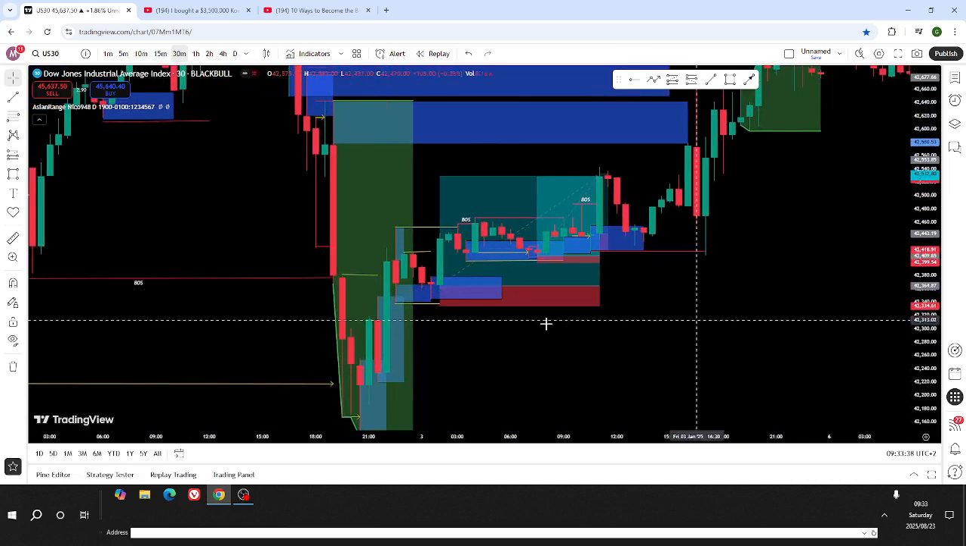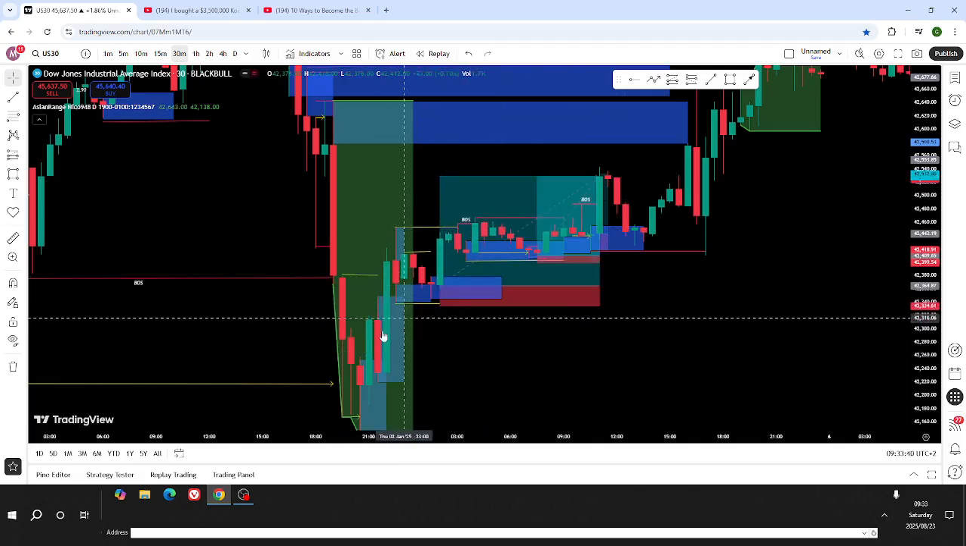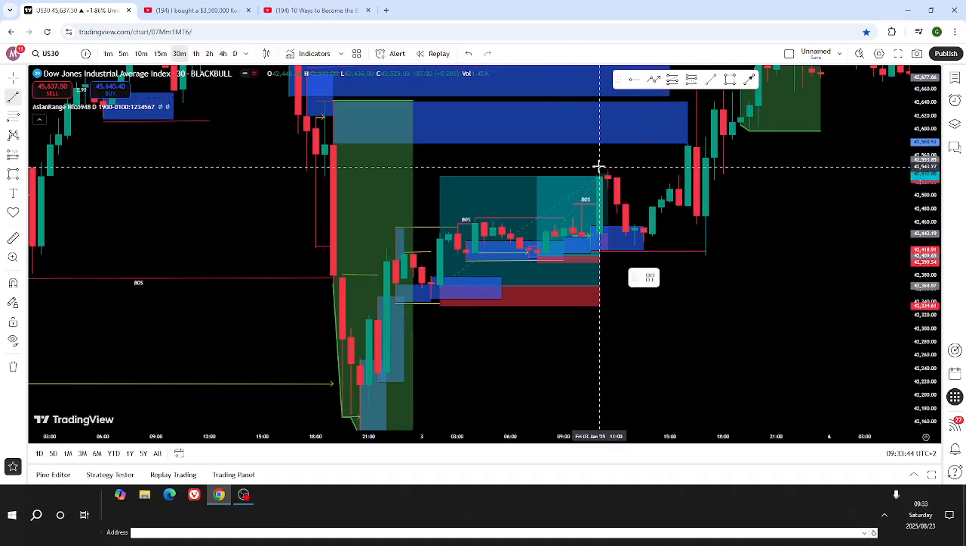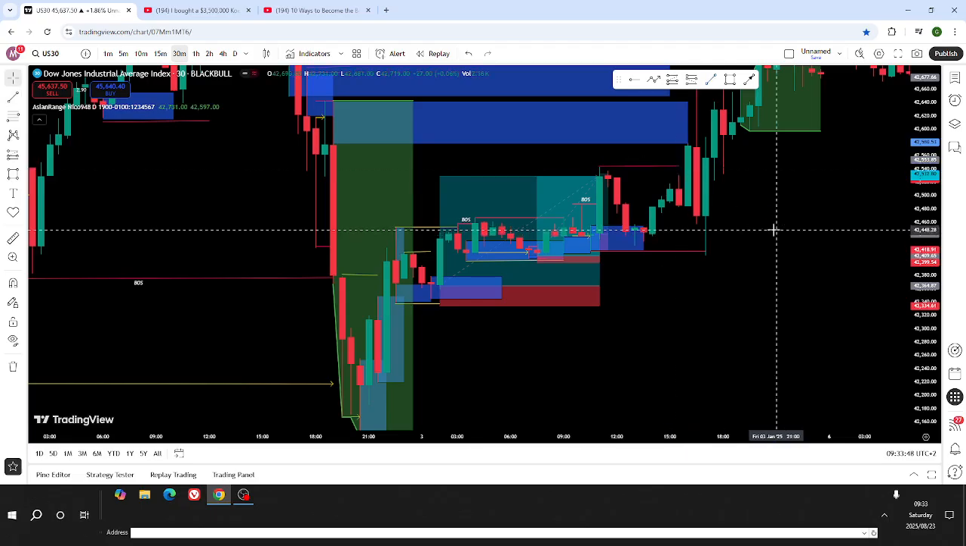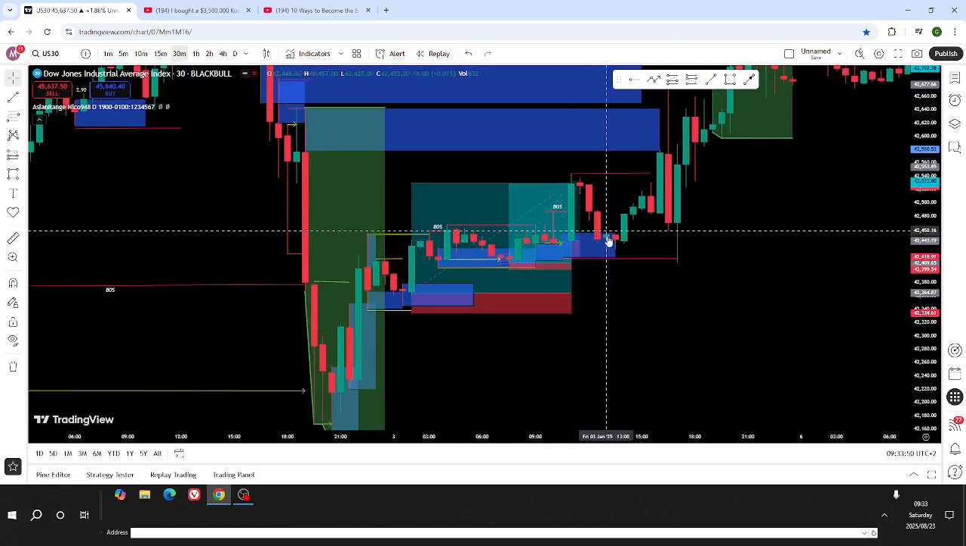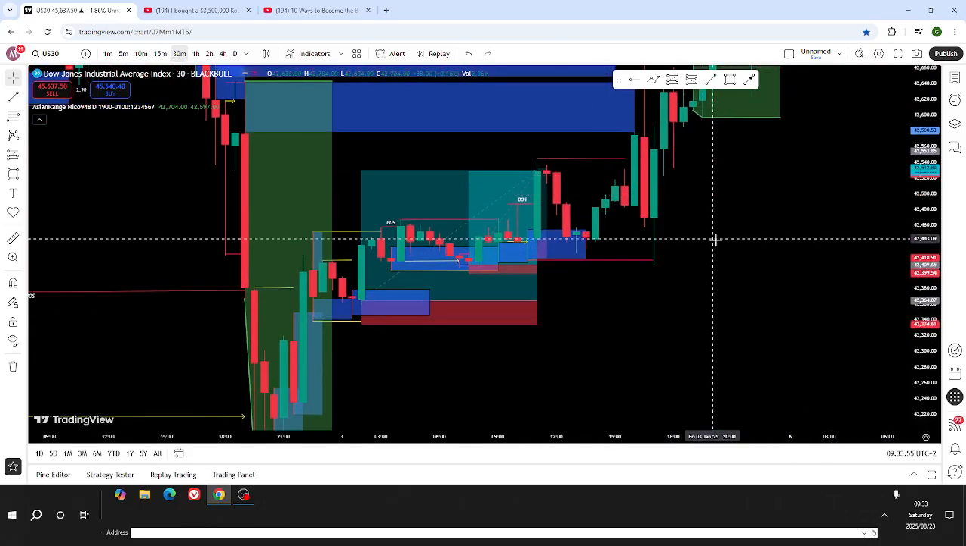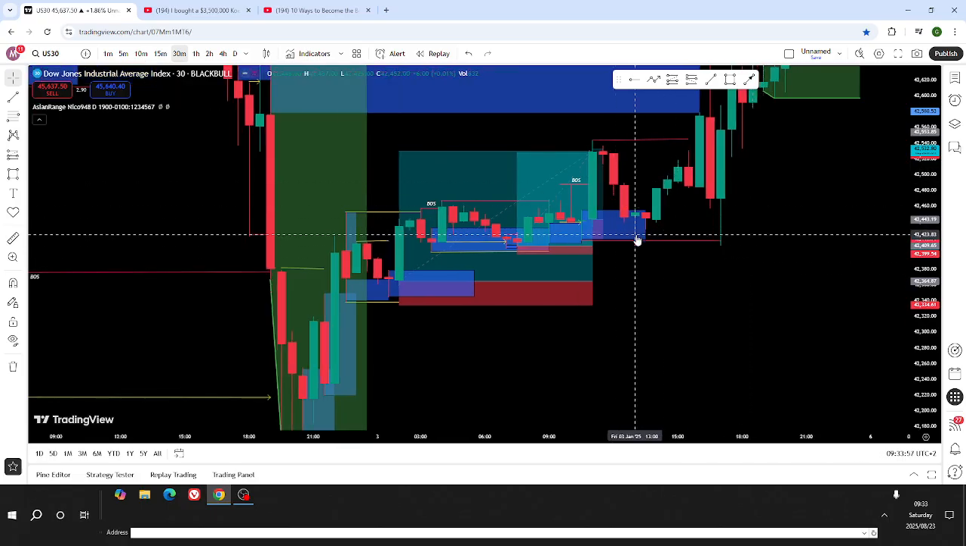So we are on an internal uptrend, right? On an internal uptrend, we know that we take what? We take the highs out, right? So as the market comes into the order block, what do we see? We get to see that the market came into the order block.